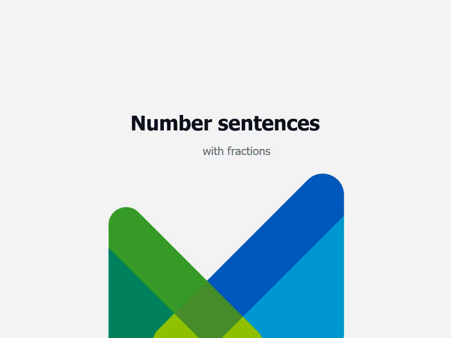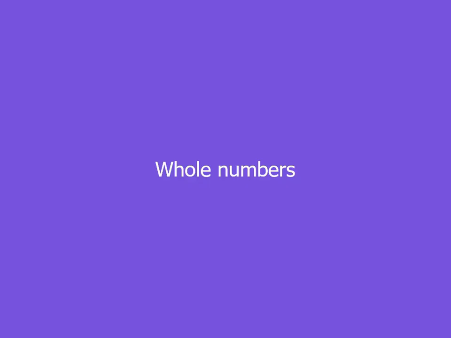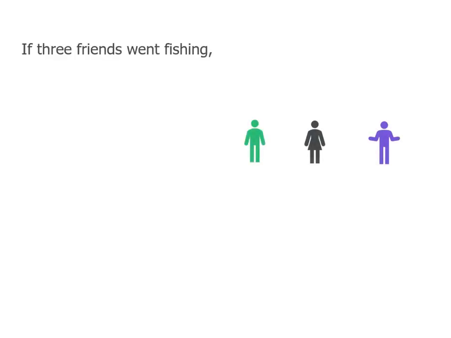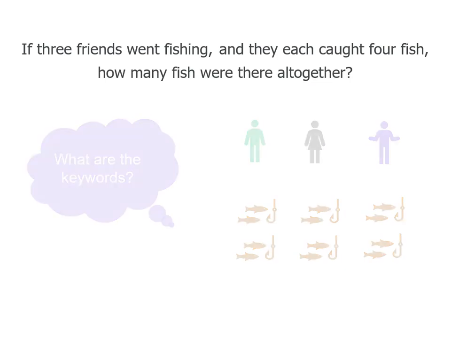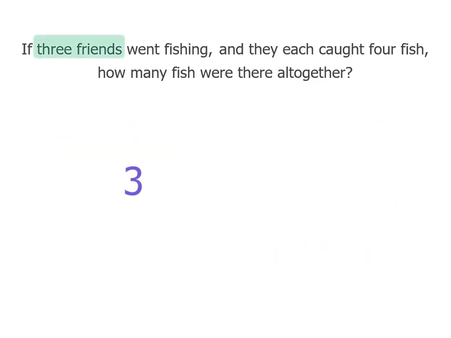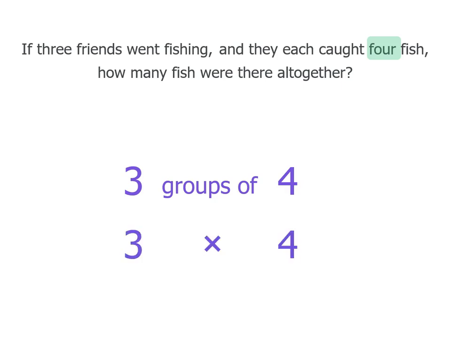We can see number sentences with fractions just like we can with whole numbers. If you imagine 3 friends went fishing and they each caught 4 fish, how many fish were there altogether? Well, the key words that we need to look for are 3 friends and they each caught 4 fish. So each means we have 3 groups of 4. How many fish were there altogether? So we have 3 times 4, which equals 12.